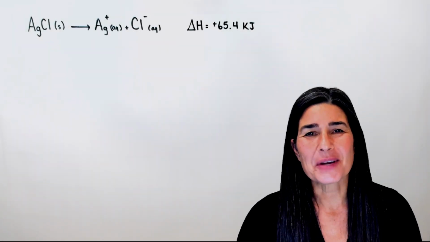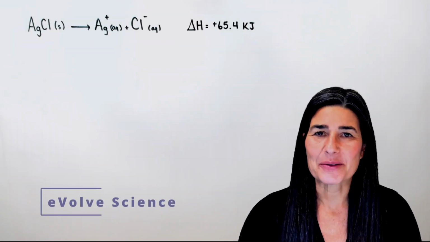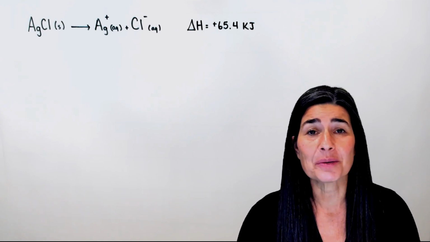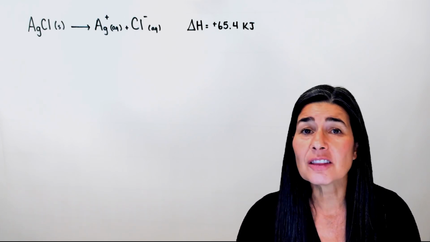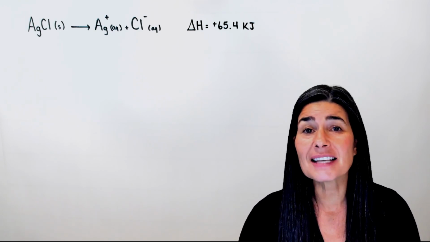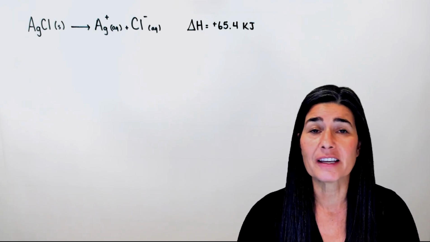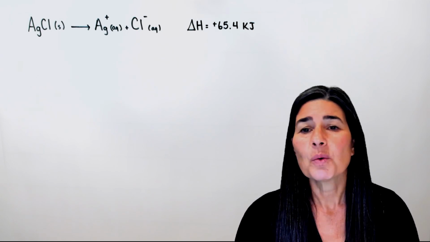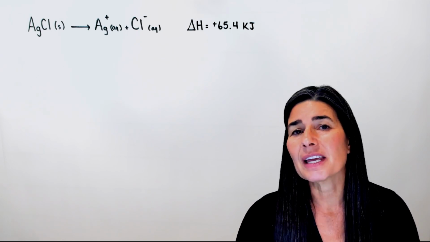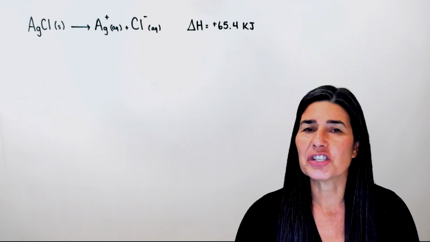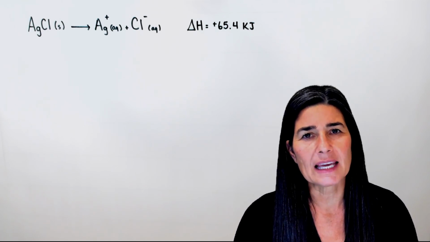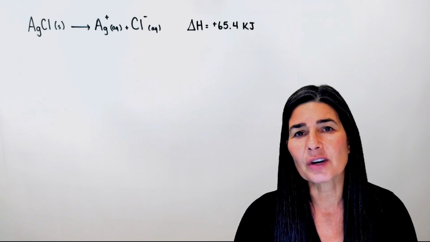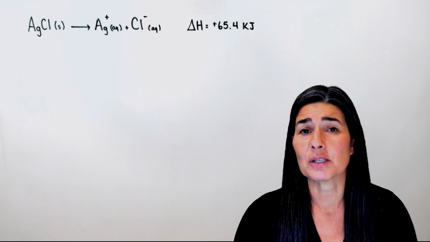Okay, this question tells us that small amounts of silver chloride dissolve endothermically according to the reaction shown. We have an enthalpy change of this reaction of a positive 65.4 kilojoules for every mole of silver chloride that dissolves. What they would like us to determine, though, is what the enthalpy change would be if 0.56 grams of silver chloride precipitate out of solution.